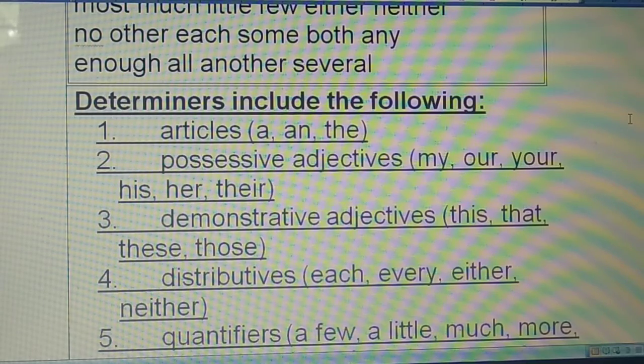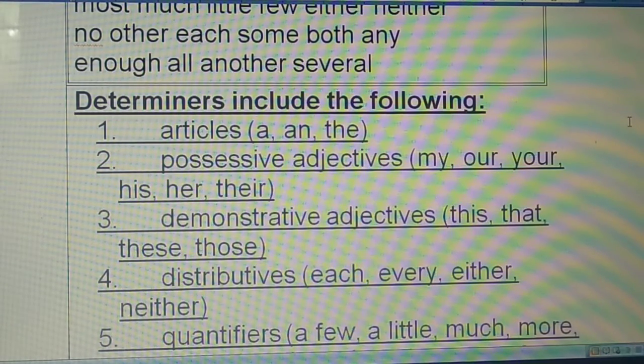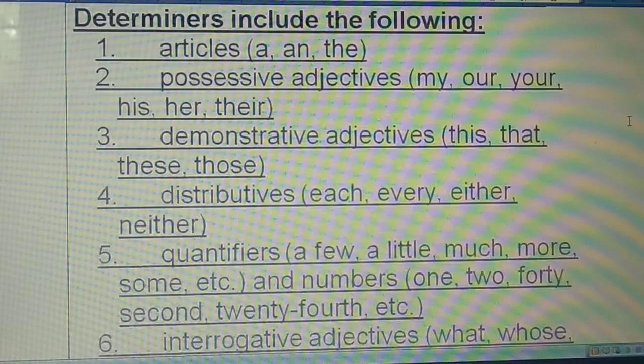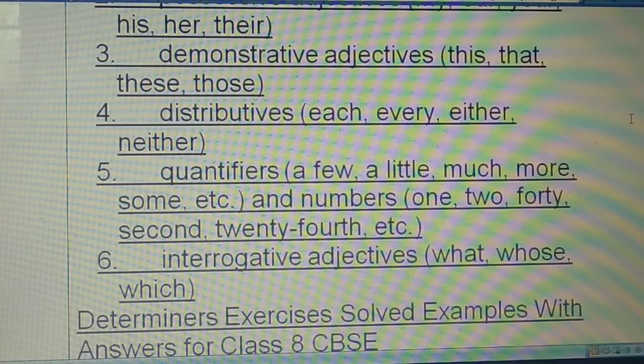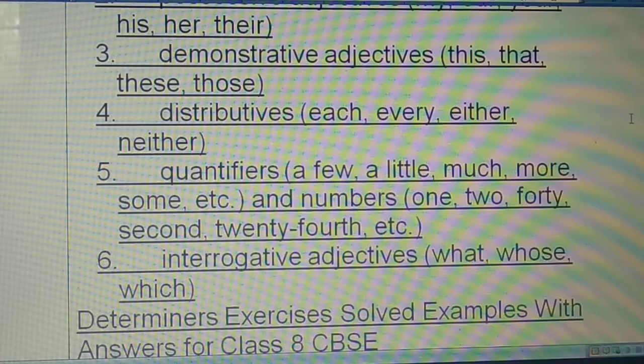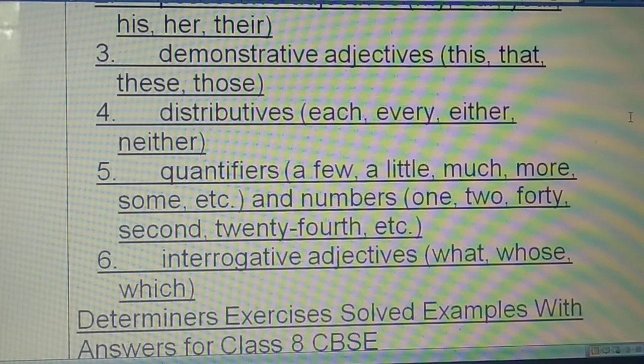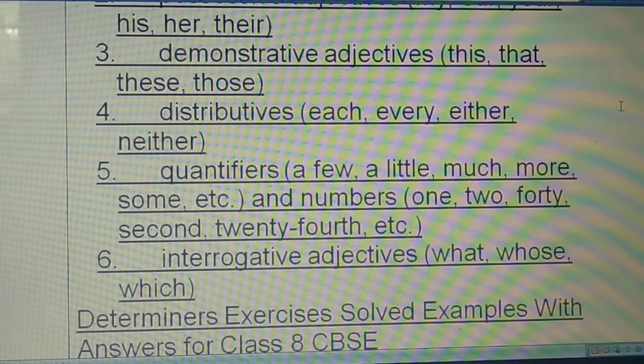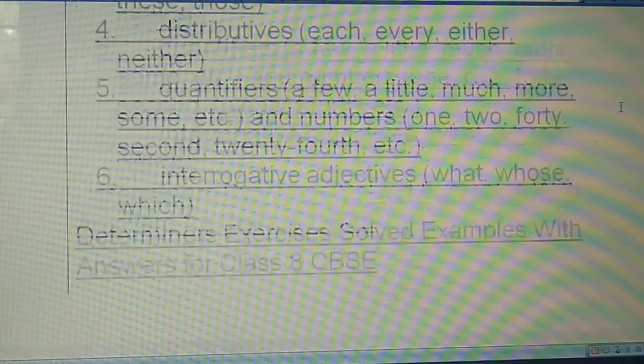It includes the following determiners: articles a and the, possessive adjectives my, our, your, demonstratives this, that, distributives each, every, either, neither, quantifiers, which tell how much, a few, a little, much, more, some, etc., and numbers, interrogative adjectives what, whose, which.